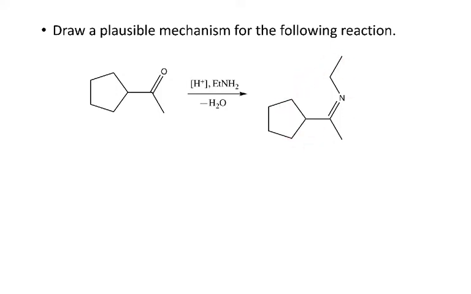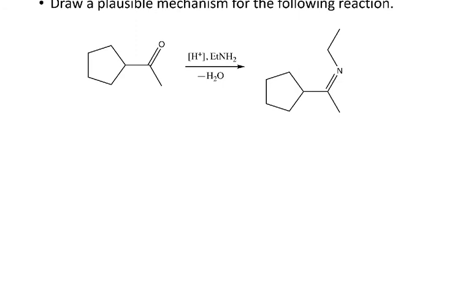So the first three steps in the mechanism are the same as the first three steps in the mechanism for forming a hemiacetal, except they're in different orders. So we start with the nucleophilic attack and then follow that up with two proton transfers. So we'll start with the nucleophilic attack. Now we're going to end up with a negative oxygen atom and a positive nitrogen atom.